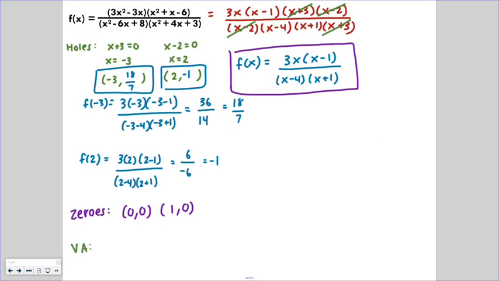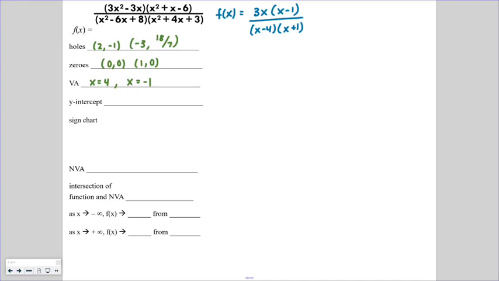Okay, moving on, we've got our vertical asymptotes. Those come from the factors in the denominator that make the denominator equal to 0. So two vertical asymptotes here, x is equal to 4 and x is equal to negative 1. All right, I'm going to move on to the next slide and continue the work there.